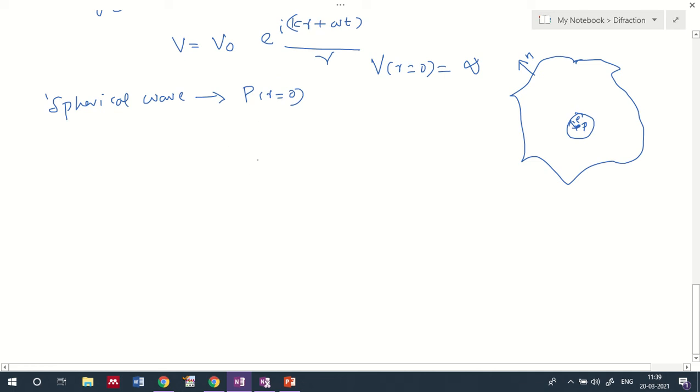So what we do is exclude this point from our discussion, because at this point our wave function is infinity. So how do we exclude this one? For that, we use a standard method of subtracting an integral over a small sphere of radius rho centered at P.